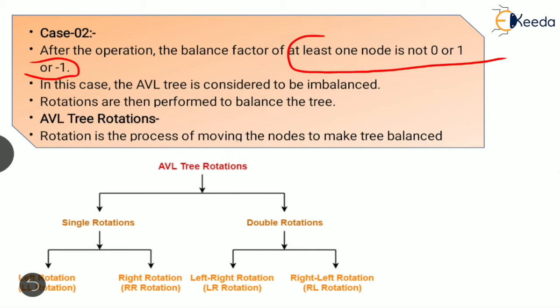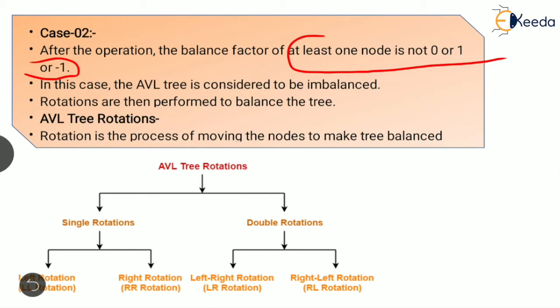In that case, rotations are performed to balance the tree, because the tree is not balanced. So we apply rotations so that the tree becomes balanced, because our aim is to make the imbalanced tree into a balanced tree. This is nothing but the AVL tree. The AVL tree is very simple to understand, but before that, you have to understand the tree traversal techniques as well as what a binary search tree is.